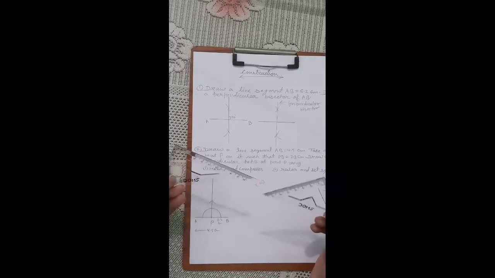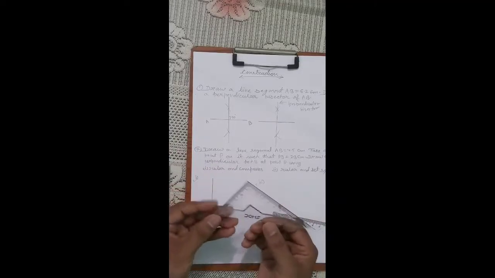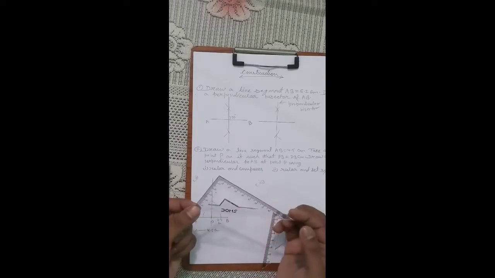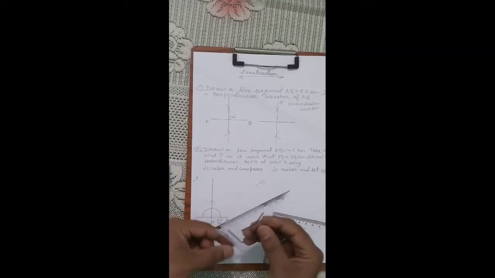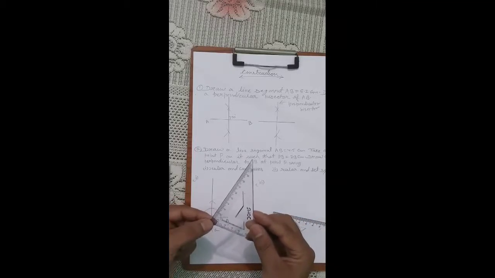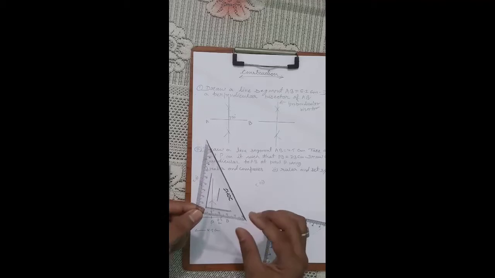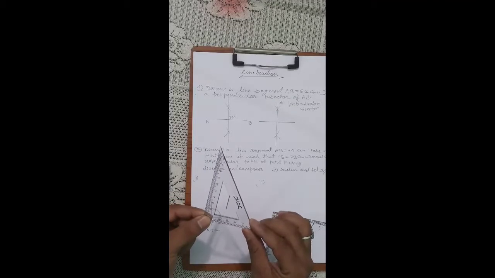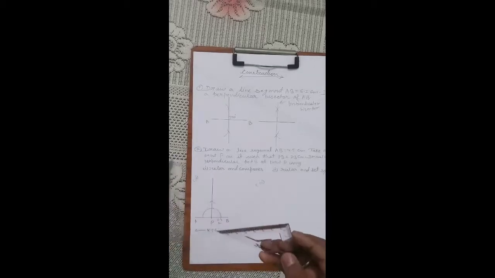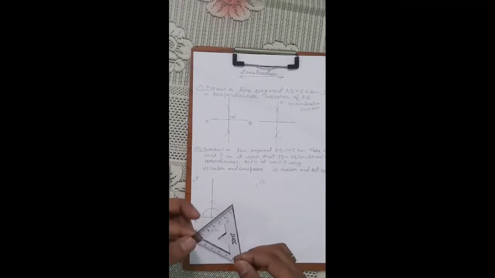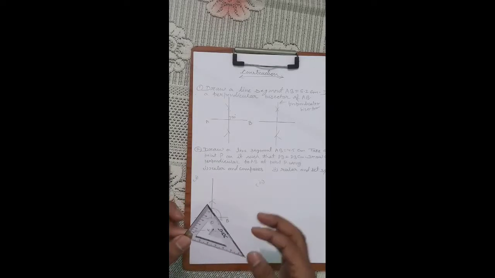One is larger, one is smaller. Children, in the smaller one, see this angle is 90 degree, this angle is 60 degree and this angle is 30 degree. This point we have to learn. In the bigger triangle, this angle is 90 degree, this is 60 degree and this angle is 30 degree. Same as in the second one, here this angle is 90 degree, this is 45 degree and this is 45 degree.